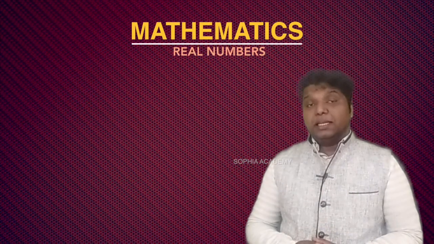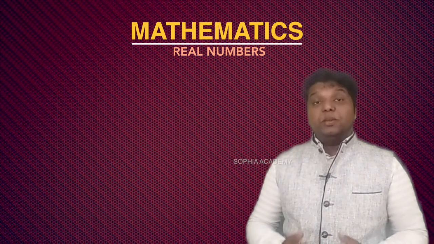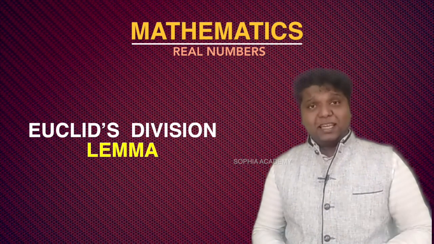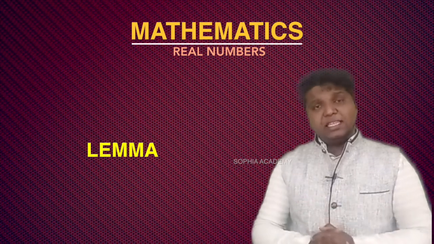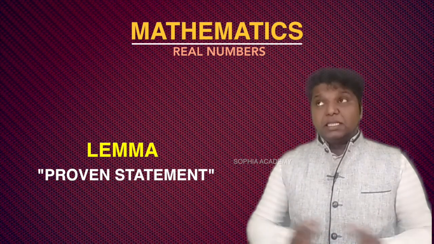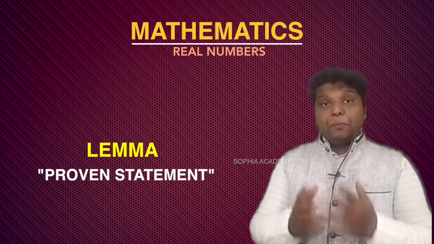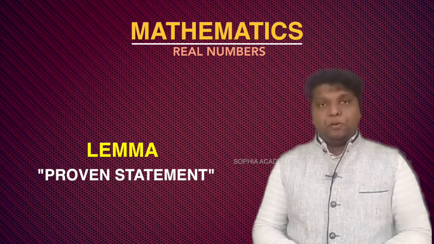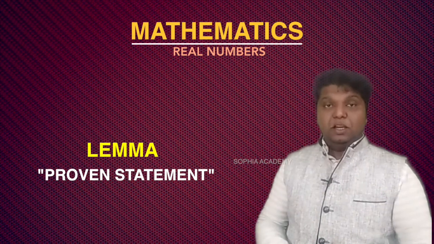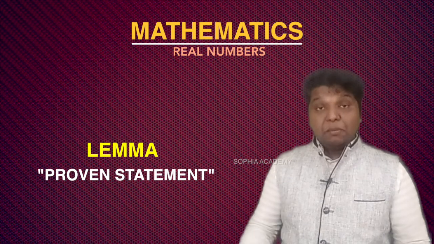The first thing which we have to study is Euclid's division algorithm. While studying this one, you must know about Euclid's division lemma. Now, as I said, what is algorithm? You understood what is algorithm. Now tell me, what is lemma? Lemma means it's a proven statement. It's already proven. Something is proved already. We know it. And that proven statement we are using to prove other statements. An already proved statement which is used to prove another statement is what we call a lemma.